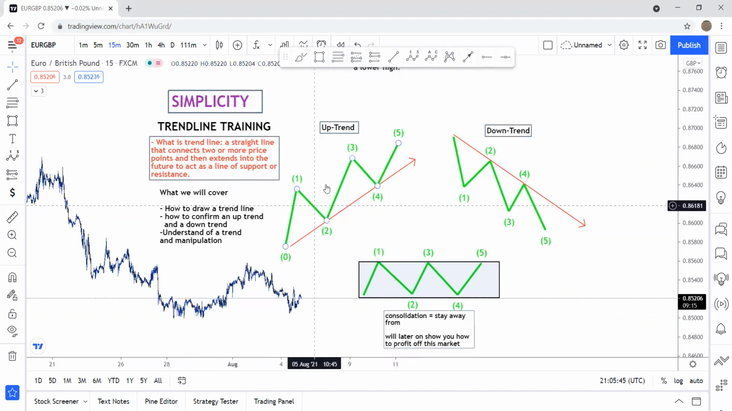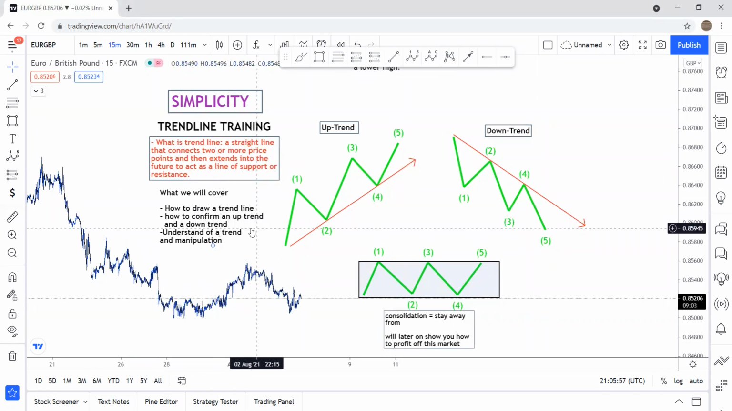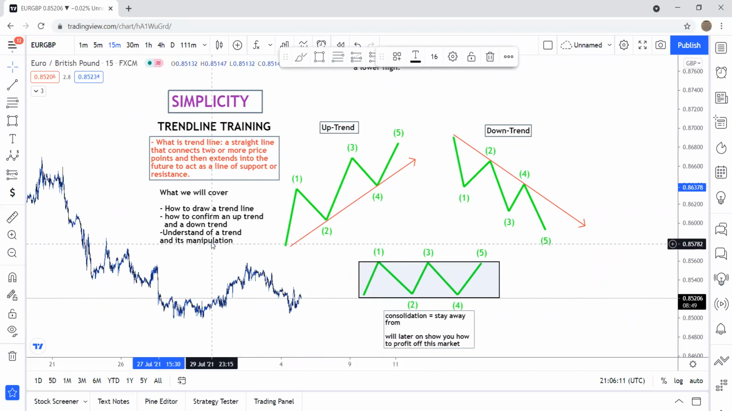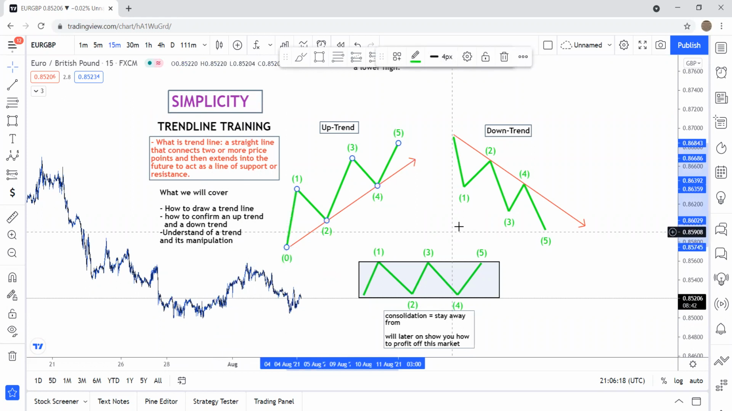So before even going further on the charts, on the diagram over here, today we're going to be covering how to draw a trend line, how to confirm an uptrend and a downtrend, and understanding of a trend and its manipulation, right? All right, this is what we're going to be covering today. Once again, this training is going to be simple. I'm not going to overcomplicate it. Trading shouldn't be overcomplicated, all right?